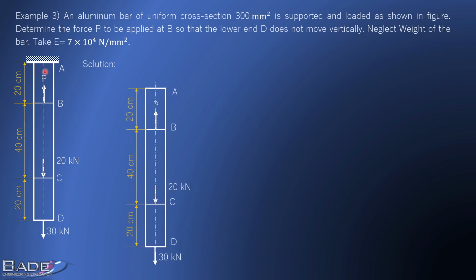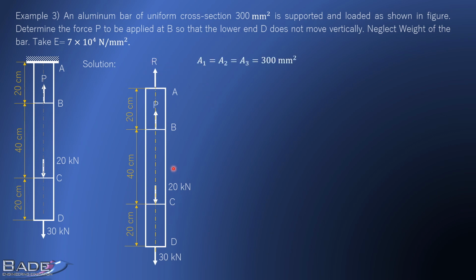Here is the bar. But in this diagram, we have missed one force, and that is the reaction here. It is a fixed support. Even if it is a fixed support, since all applied forces are collinear forces, the reaction must be along the same line. So this is the reaction.